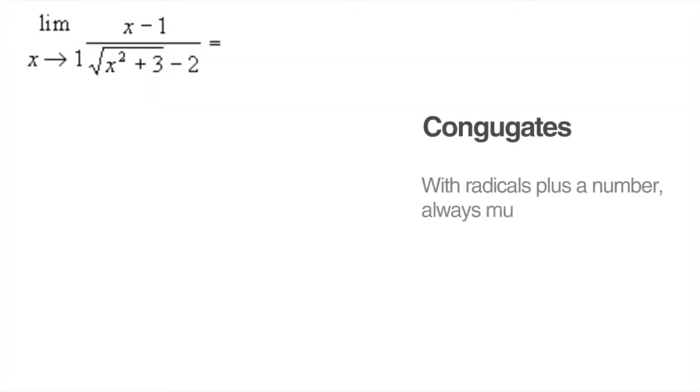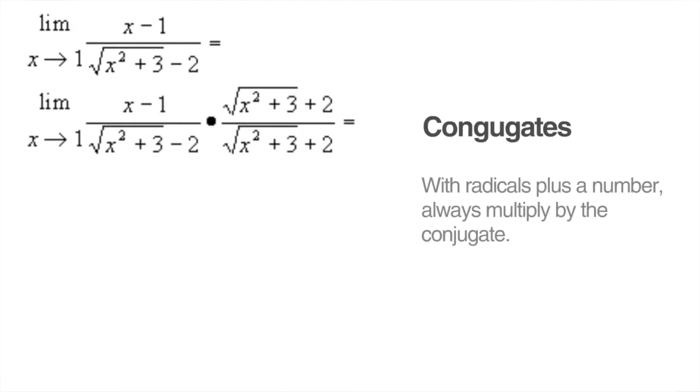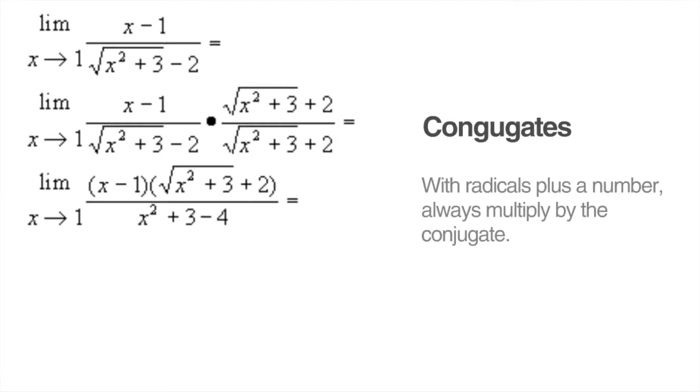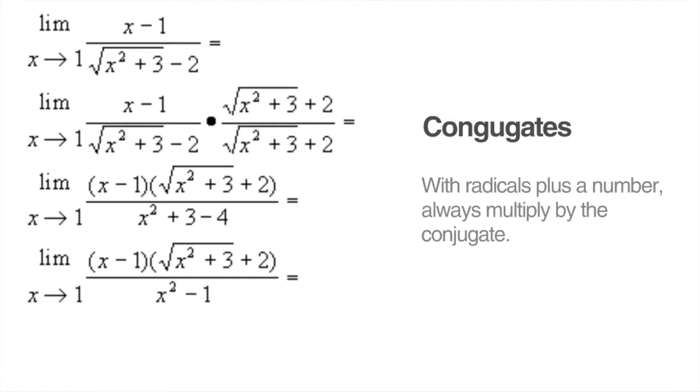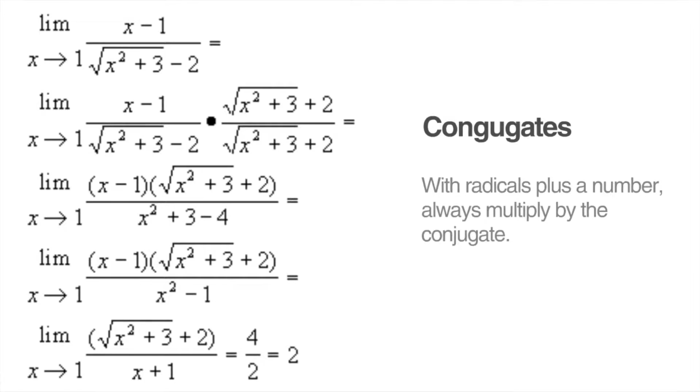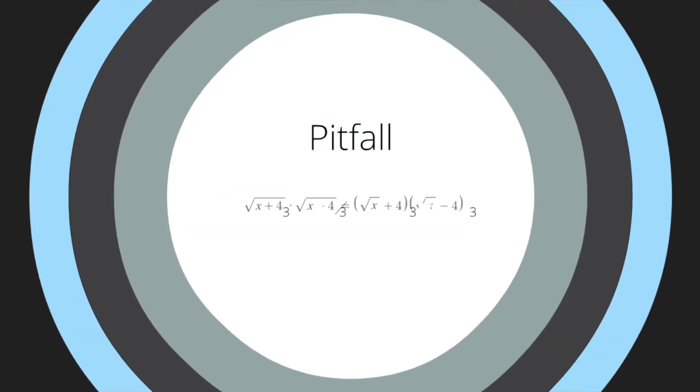Now here's another problem that's a little harder. Plugging it in, we see we get 0 over 0 once again. Now with rational functions that have a radical, a lot of times multiplying by the conjugate is your best bet, so we can multiply by the conjugate of the denominator. If you follow through and simplify, you will also get 2 as your answer.